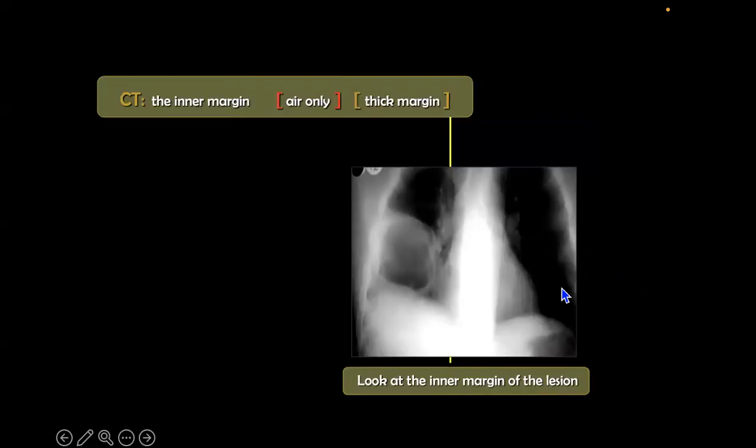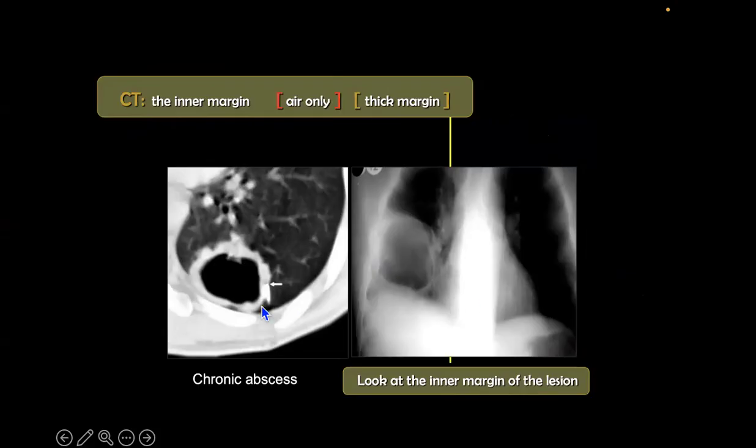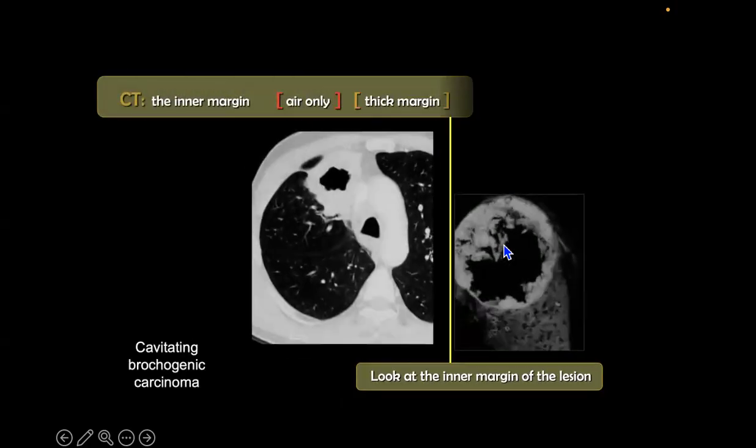So further workup. When we do the CT, we assess the inner margin and the thickness of the margin, and we look at the inner margin of the lesion itself. For example, here we have a thick wall, but it's very smooth. Usually, this is the wall of tuberculous cavities, and especially the location. This is a posterior segment and apical segment of the lower lobe. This is the site predilection for it.